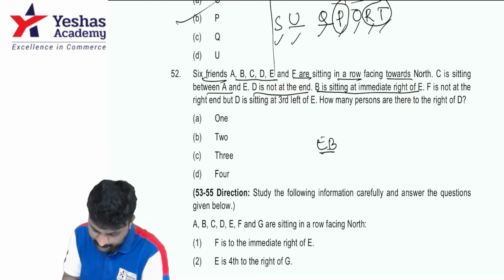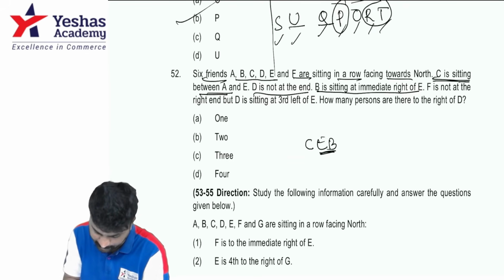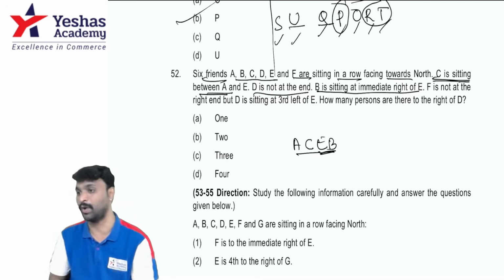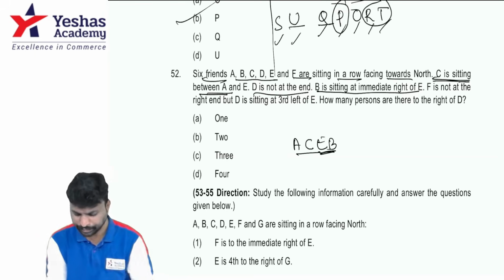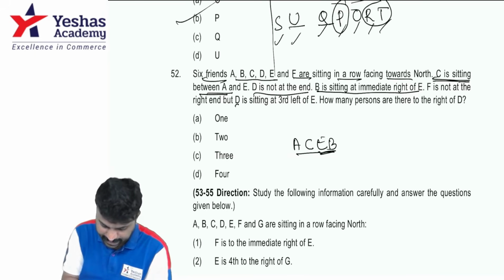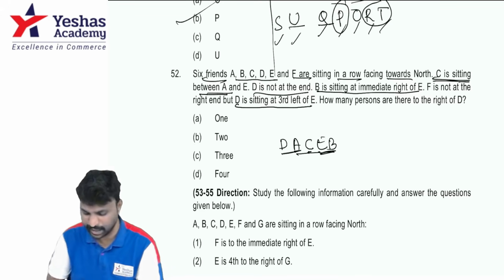Now, since I have marked E, I can go back to the first statement. C is sitting between A and E. So C is here and A has to be over here only. So 4 people have already been marked and 2 more persons have to be marked now. What next? D is sitting third left of E. So first left is C and second left is A. D should be at the third left of E.